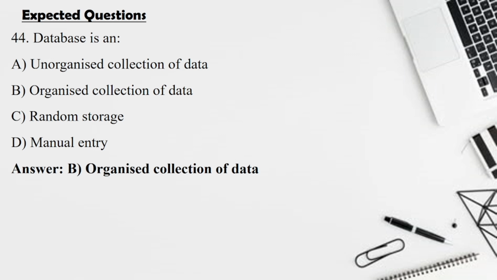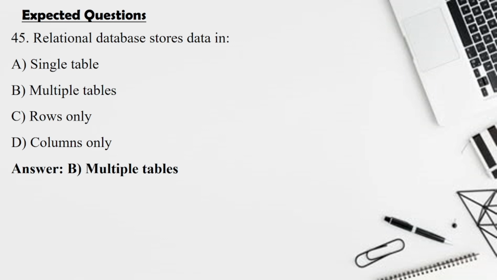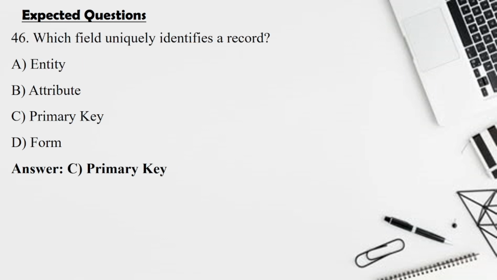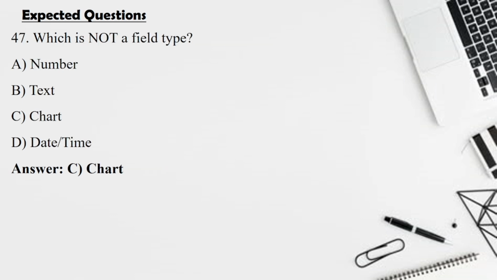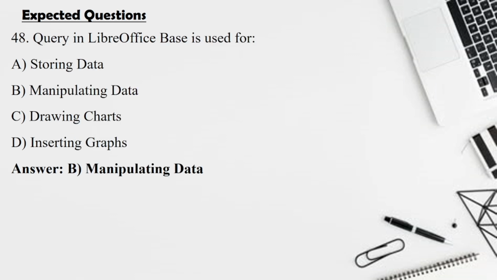Database is an organized collection of data. It is not an unorganized collection, but it is an organized collection of data. A relational database stores data in multiple tables. Which field uniquely identifies a record? Primary key is the key. Then which is not a field type? Chart is not a field type, others are field types. Number, text, date or time.